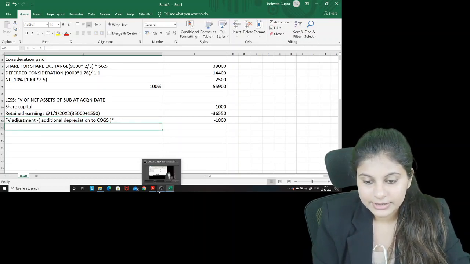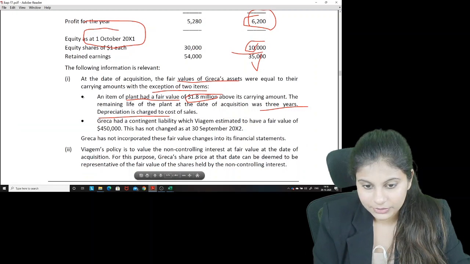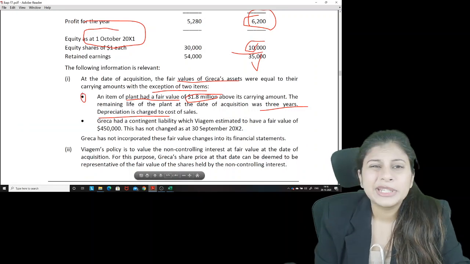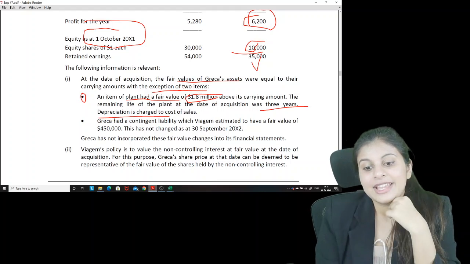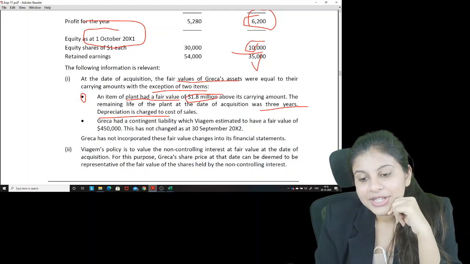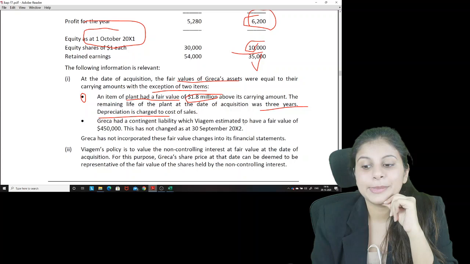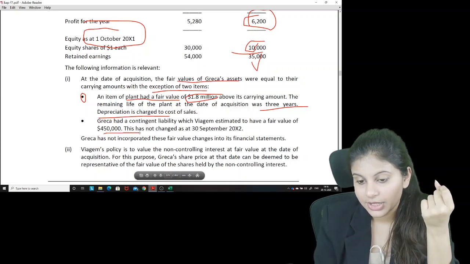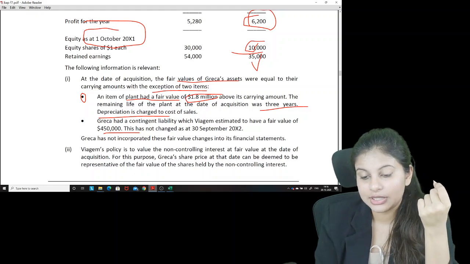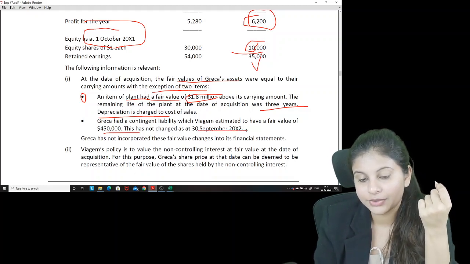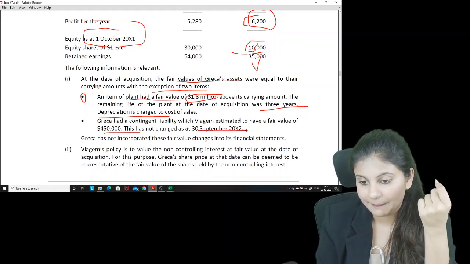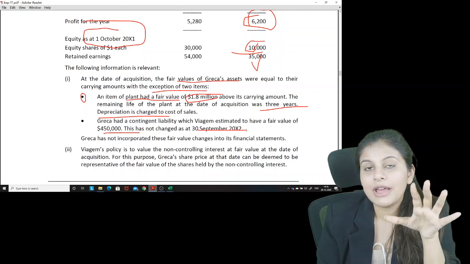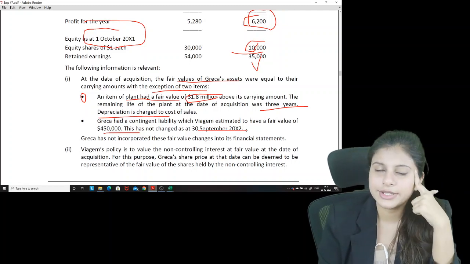And then what else do I have in the question? Okay, Gresa had a contingent liability which we estimated to have a fair value of 450,000. This has not changed as at 30 September 2002.